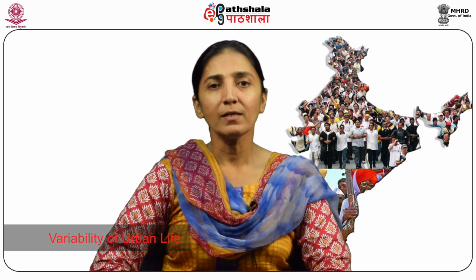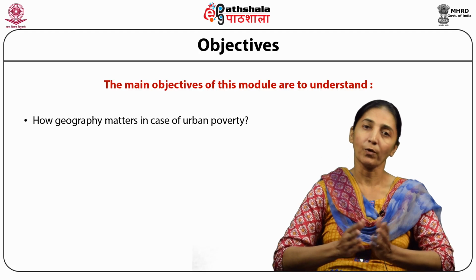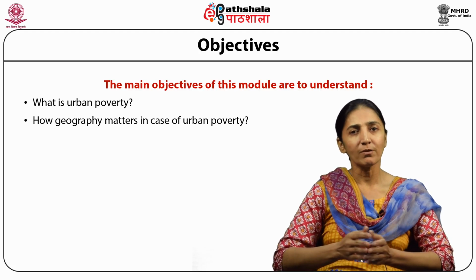I am going to talk about the module Variability of Urban Life and Poverty in Different Geographical Contexts from Population, Urbanization and Poverty. So students, we are going to discuss the relationship between geographic location and poverty within the urban areas. We will also discuss certain policy options which may be helpful to pull people out of poverty traps.